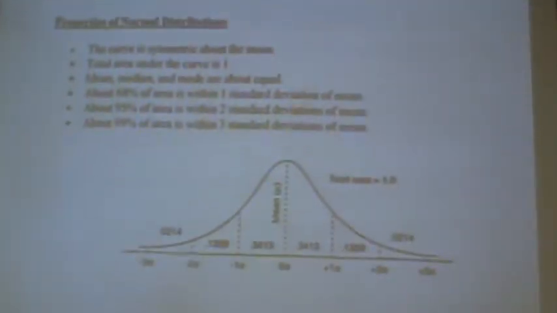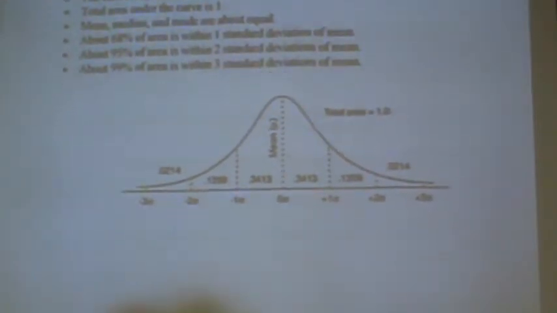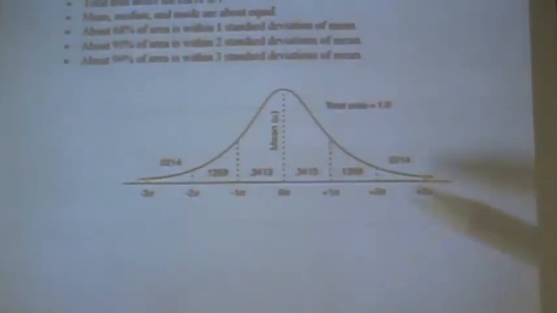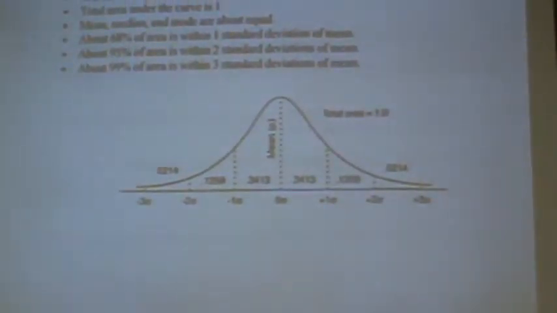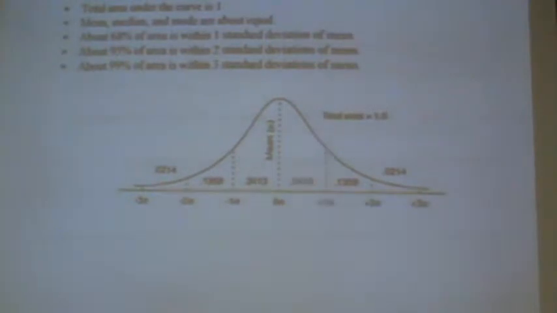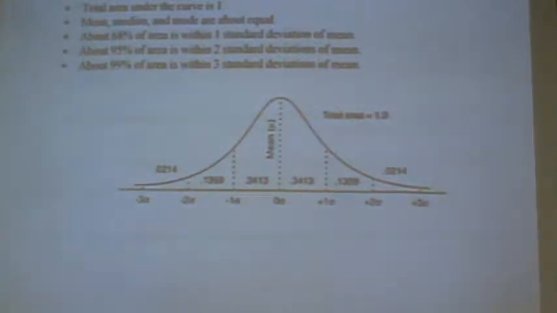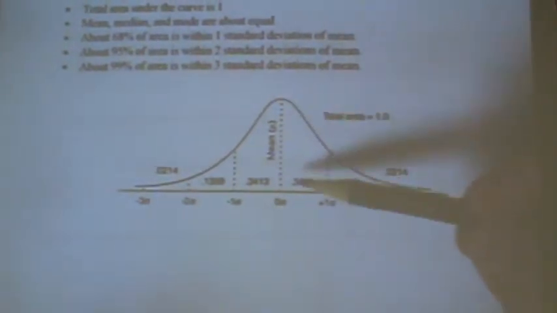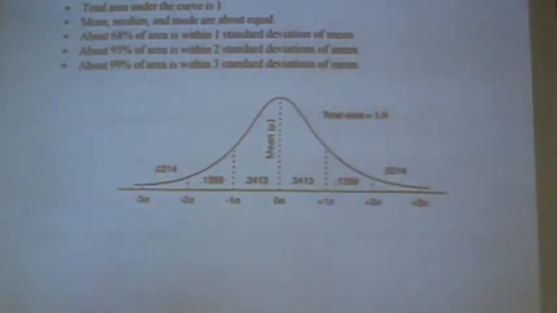So then there are some properties that we need to know about normal distributions. And this graph we're going to get very familiar with. So make sure that you know how to interpret that graph. So some properties for normal distributions are that the curve is symmetric about the mean. So we have our mean in the middle. On the left-hand side and the right-hand side is the same. That's what symmetric about the mean means. The total area under our curve is 1. The mean, median, and mode are about equal.